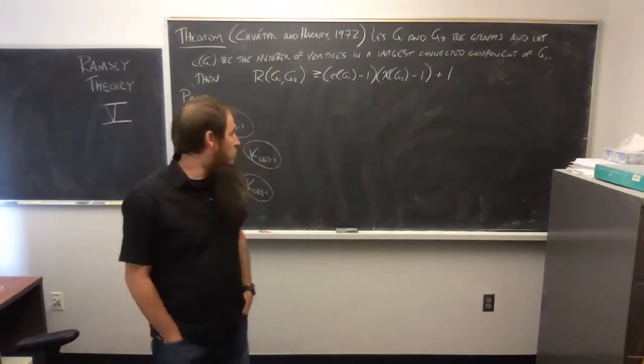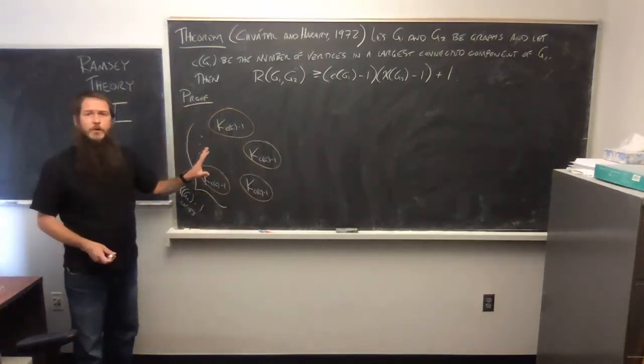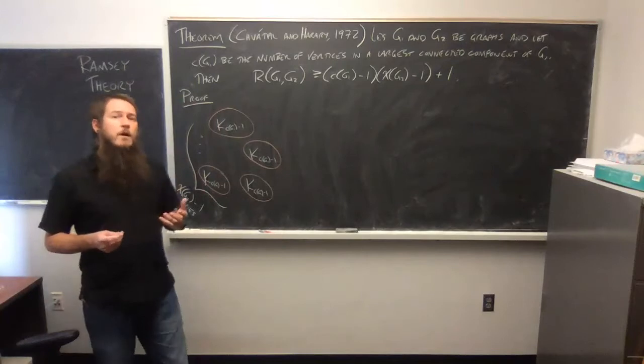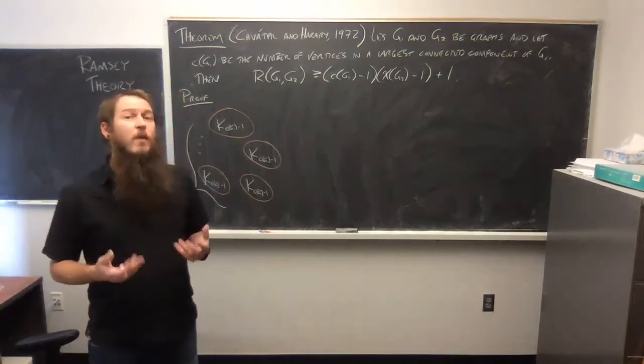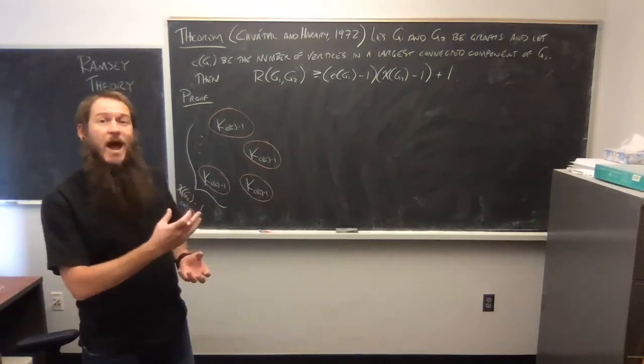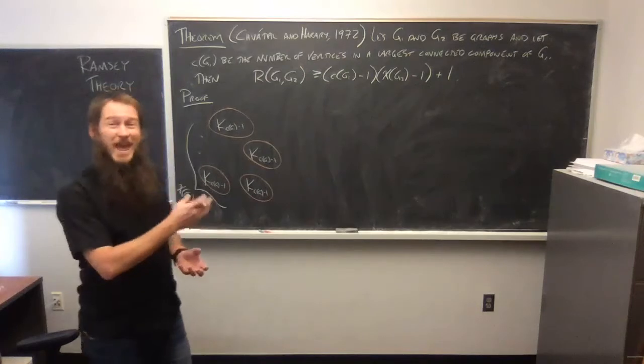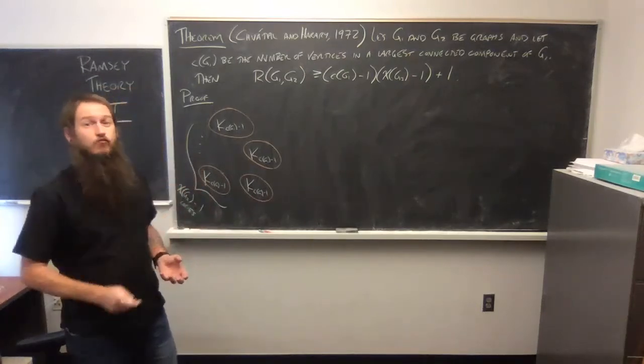So let's go through and take a look at this construction. And so I started drawing the picture up here, but the idea is that we're going to begin by considering chi of G2 minus 1 copies of the complete graph K sub C of G1 minus 1. And we're going to color the edges within each one of those copies red.